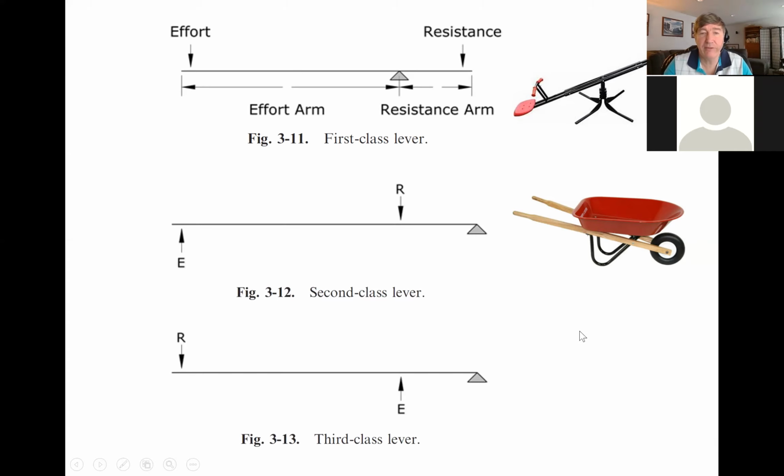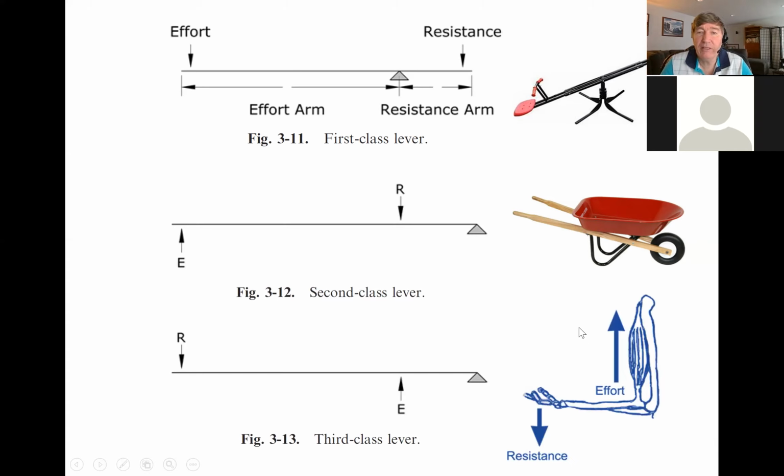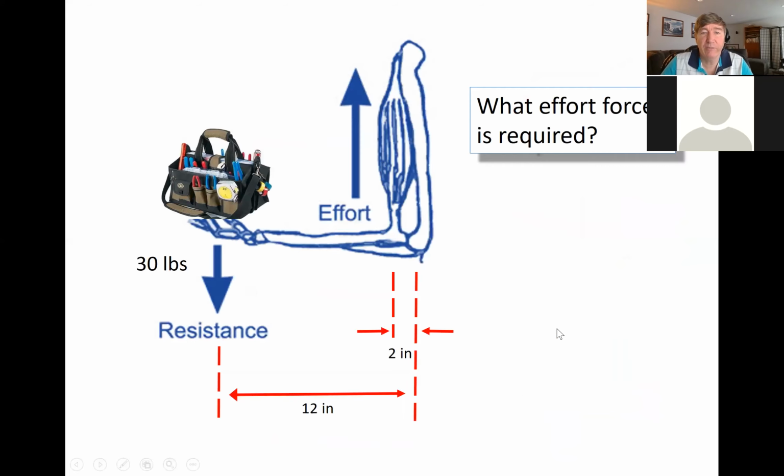And then the third class lever, well, that one is this picture here that you see that looks kind of like a skeleton's arm. Well, that's exactly what it is. This is the human body. Your arm is actually a great example of a third class lever. Let me enlarge that here so that you can see it a little bit better.